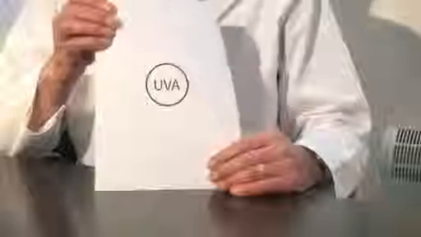The important thing is to look for a symbol which will appear on products like this. This is a European approved symbol which indicates that the product offers protection against UVA comparable to the UVB level.